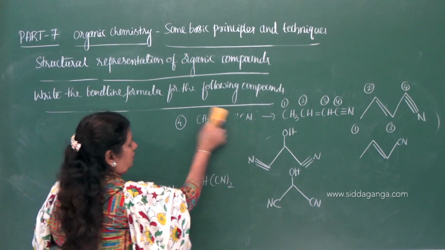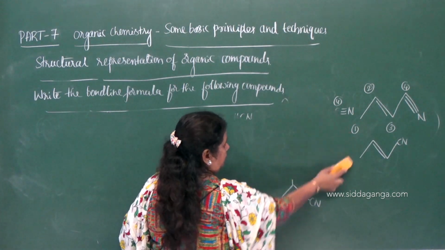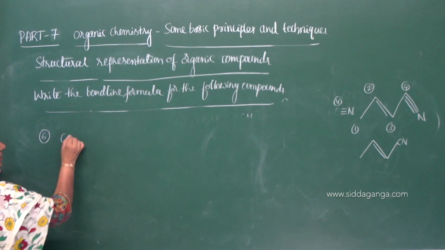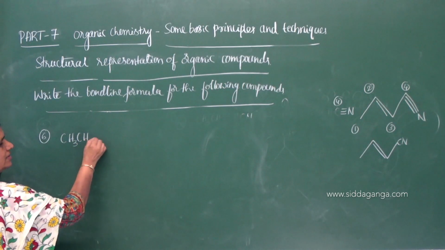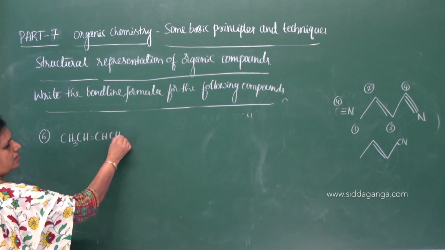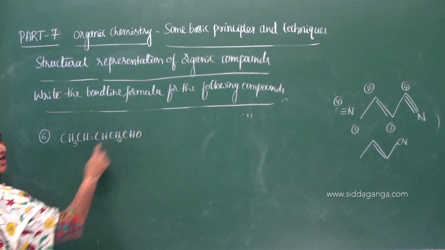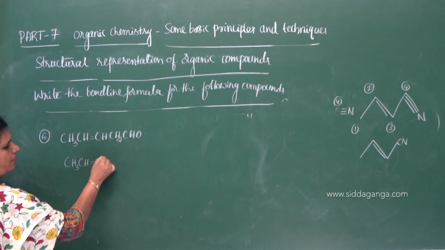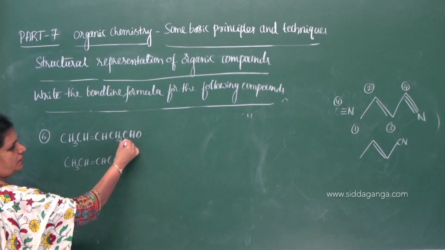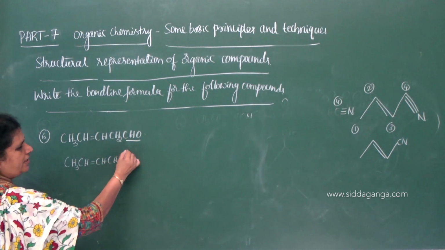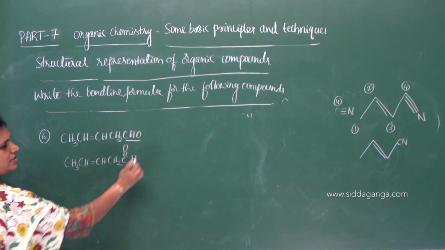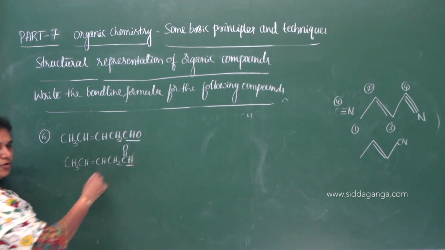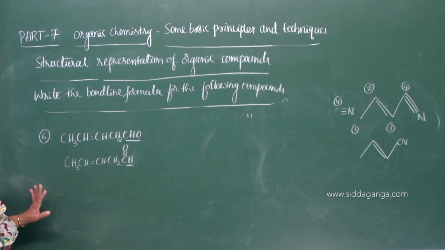Take down the 6th one. One more functional group I will give. The 6th one: CH3, CH double bond CH, CH2, CHO. You know that CH3, CH double bond CH, CH2 is a functional group, and C double bond OH is the aldehyde functional group. So this functional group we have to represent in a bond line formula.